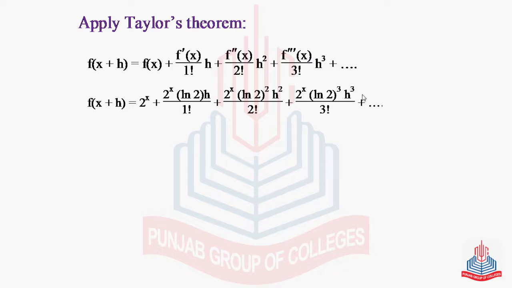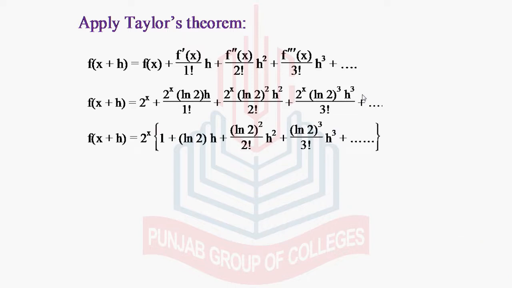We can take a common factor 2 raised to the power x from this right hand side, and that is 2 raised to the power x, and the remaining part will be 1. We have h into log of 2, then h square log 2 square over 2 factorial, and this 2 raised to the power x was a common factor. Similarly, we have log 2 cube h cube over 3 factorial, and so on. And that was actually 2 raised to the power x plus h.